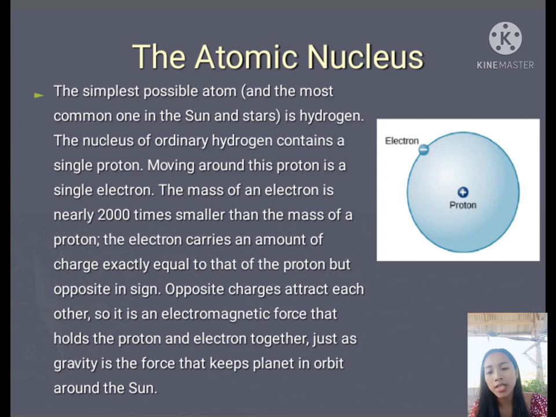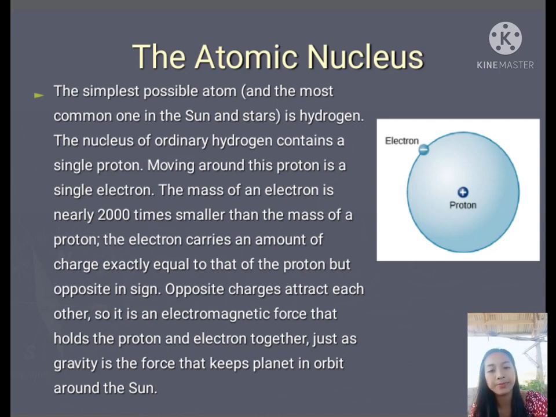Then it is an electromagnetic force that holds the proton and electron together. So the electromagnetic force present between them is what attracts them, just as gravity is the force that keeps planets in orbit around the sun. So it is similar to the gravitational force that holds the planets around the sun.